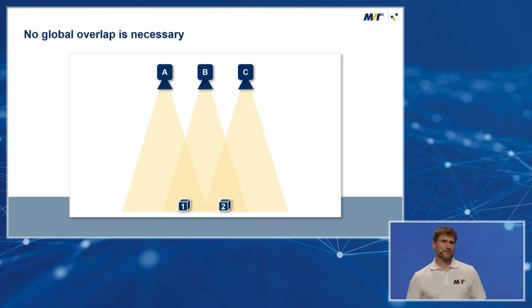Here is another example. We have a larger field of view using 3 parallel cameras. Object 1 is seen by camera A and B. Object 2 is seen by camera B and C. So both objects are seen by 2 cameras. We can detect them both. They do not have to be seen by all cameras calibrated, just 2.